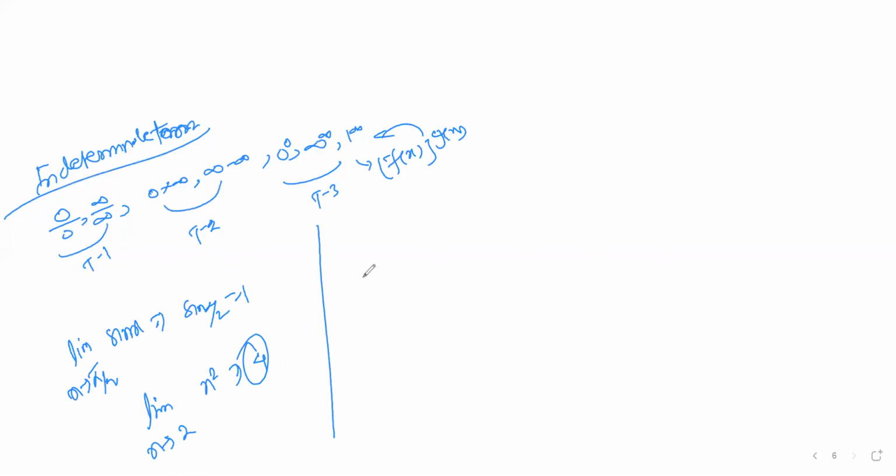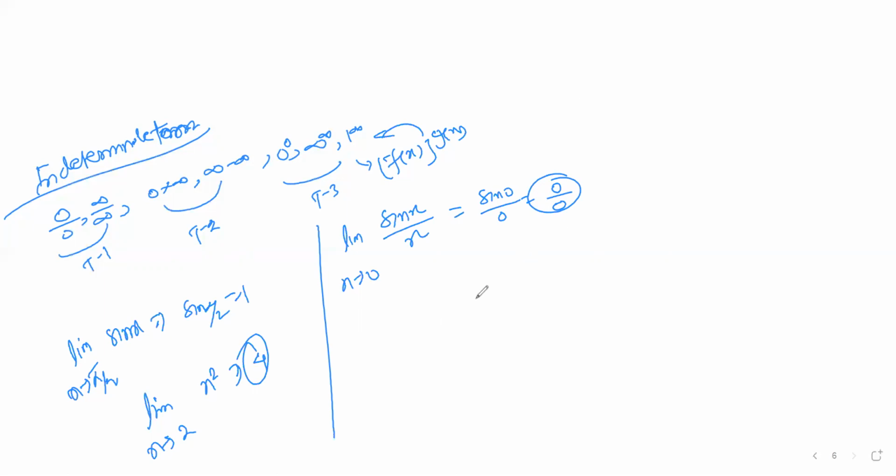Indeterminate form means, if it is given limit x tends to 0 sin x by x, how do you find out the limit? First of all, put the limit. So it will be sin 0 divided by 0, and sin 0 is 0, so 0 by 0. And 0 by 0 is called here indeterminate form.